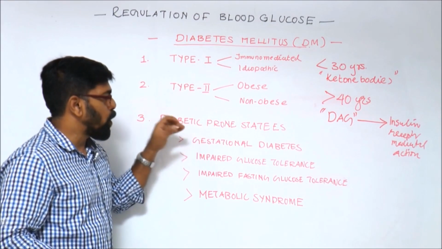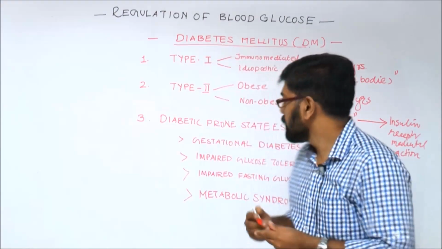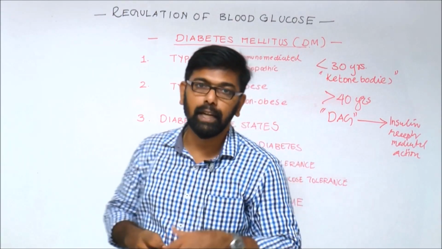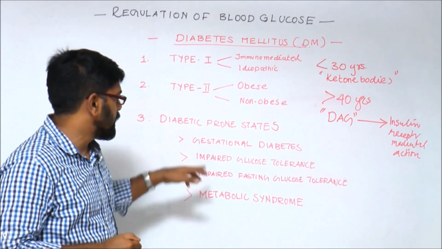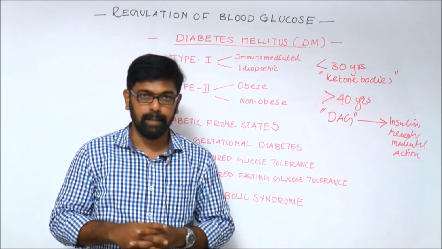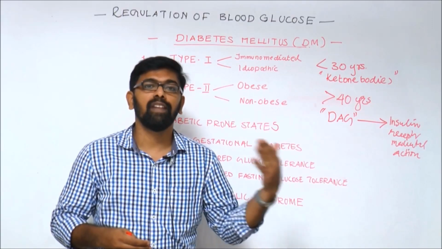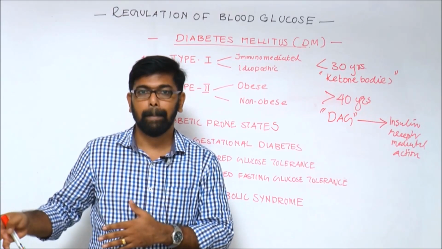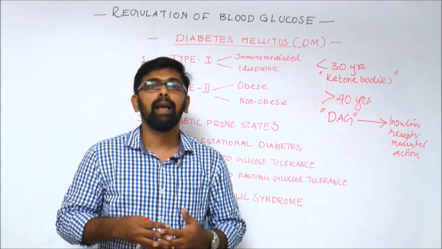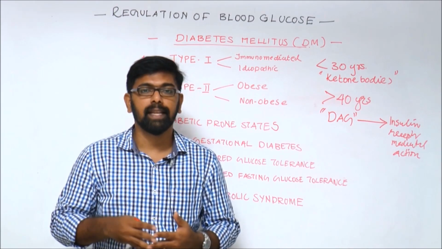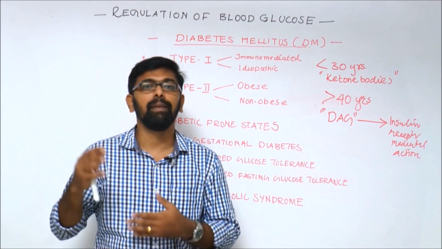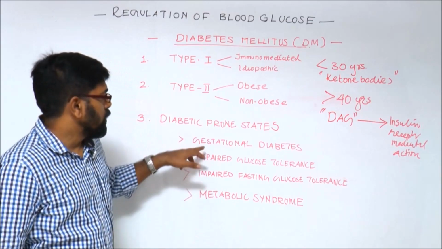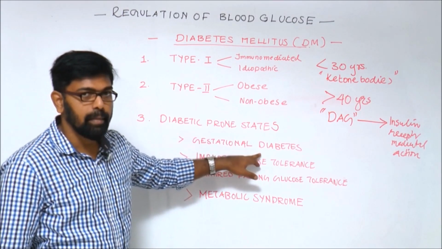Then there are diabetic prone states. These are conditions which can further proceed into diabetes mellitus. That is gestational diabetes in pregnancy. If the person has a strong family history of diabetes, she can gradually become diabetic. So thorough monitoring should be done in pregnancies, like doing an oral glucose tolerance test and monitoring the blood glucose level. Otherwise there will be pregnancy related complications for the baby or the infant. So gestational diabetes is another diabetic prone state.